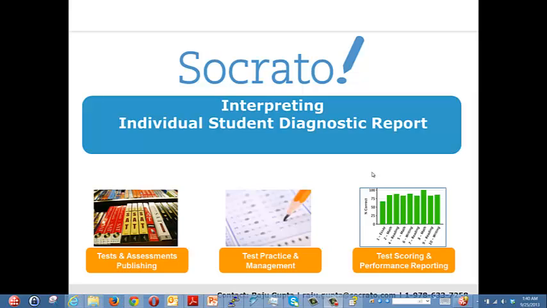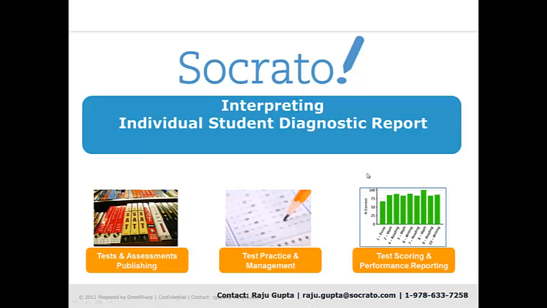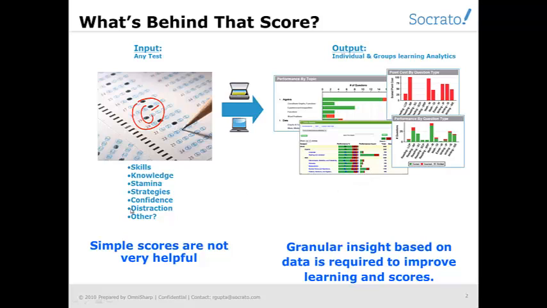In this video, we will share how to interpret individual student diagnostic reports generated by Socrato. On a given day, a student's score can be impacted by a number of reasons, for example skills, knowledge, stamina, strategies, confidence, distractions, and others. Socrato diagnostic reports help you understand and triangulate the reasons for student performance and identify the areas of improvement to create the most optimal study plan.